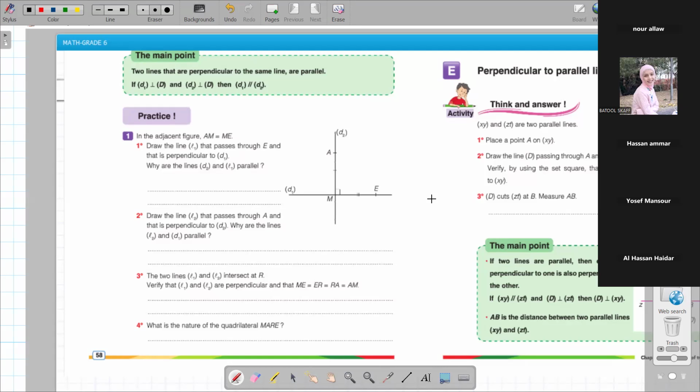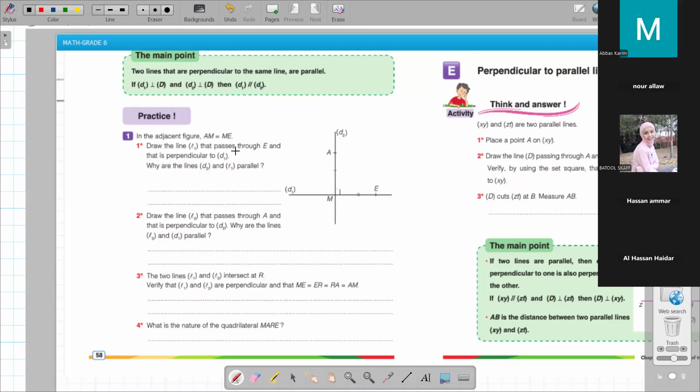They said for us to draw the line L1 that passes through E and that is perpendicular to D1. So this is the line D1, and this is the point E. We have to draw the perpendicular that passes through E and is perpendicular to D1. Let's do it together, everyone.